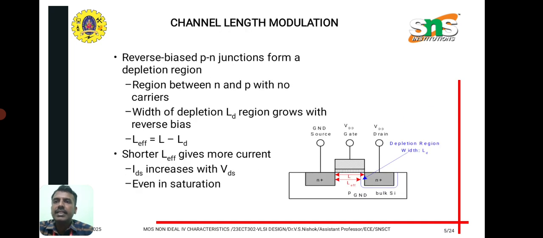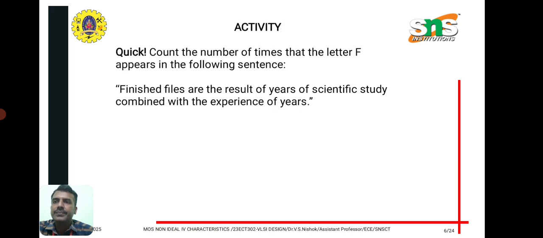So next is channel length modulation. Due to the increase in the VDS value, that is the drain to source voltage value, the depletion region will be created, which reduces the channel size so that the flow of electrons will be reduced. So that is your channel length modulation.